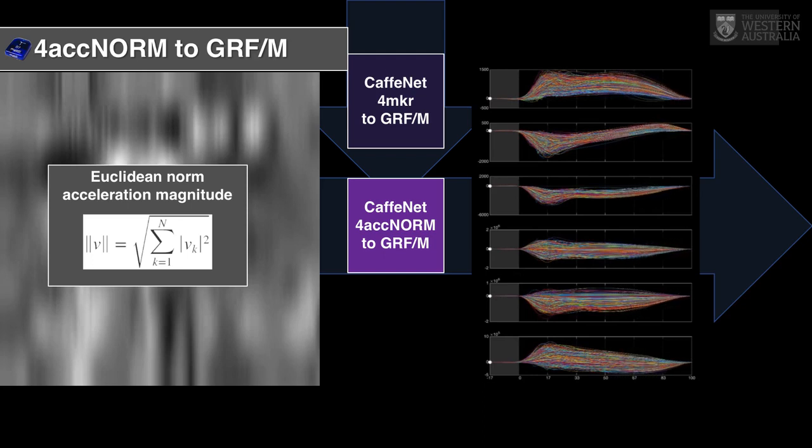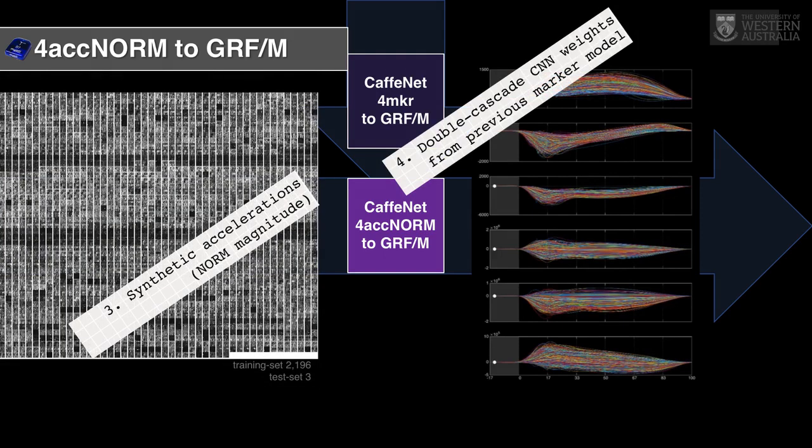And second, each sensor has an independent coordinate system, which means all the accelerations point in different directions. And so first up, we're going to try acceleration magnitude, or Euclidean norm, to combine the 3 directional components into one. Hence the fuzzy images go black and white, because we've thrown away the color information. And third, to give our new model a leg up, we're going to use a technique called double cascade, and this means that we're reusing the weights from the marker trajectory model as we build our acceleration model, and this should make it more accurate.